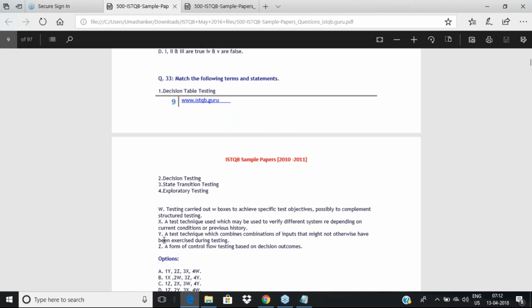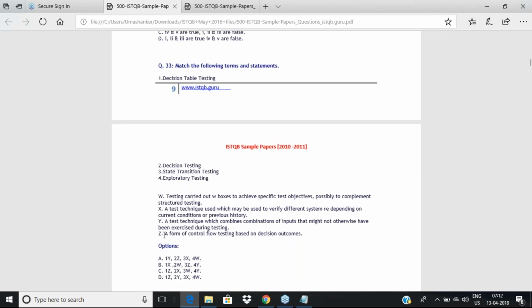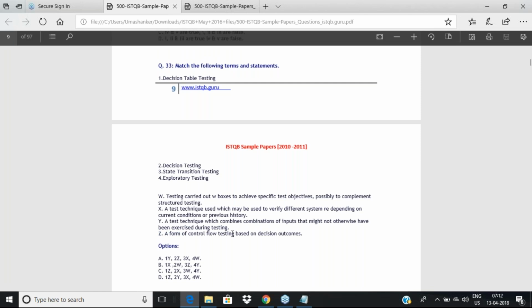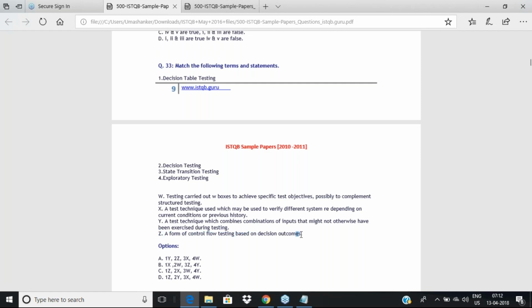So what is 2Z? A form of control flow testing based on decision outcomes. That is nothing but decision testing, right? So wherever 2Z is there, point to that answer first and think about other options.